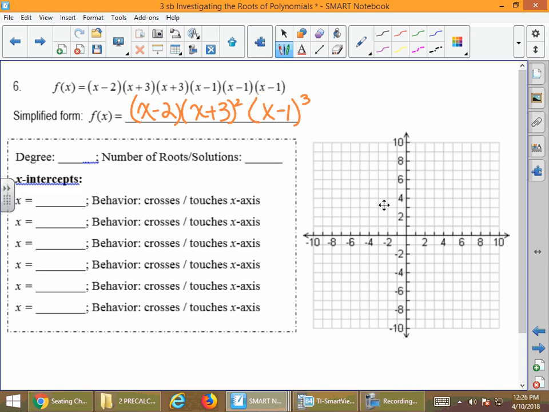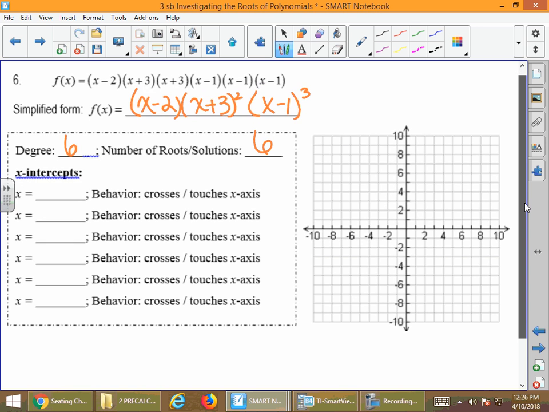In terms of our degree, we've got 6 parentheses. And each parentheses has an x to the first in it. So that means that our degree is 6. And consequently, if our degree is 6, then that means that we're going to have 6 solutions or roots or x-intercepts to this problem.